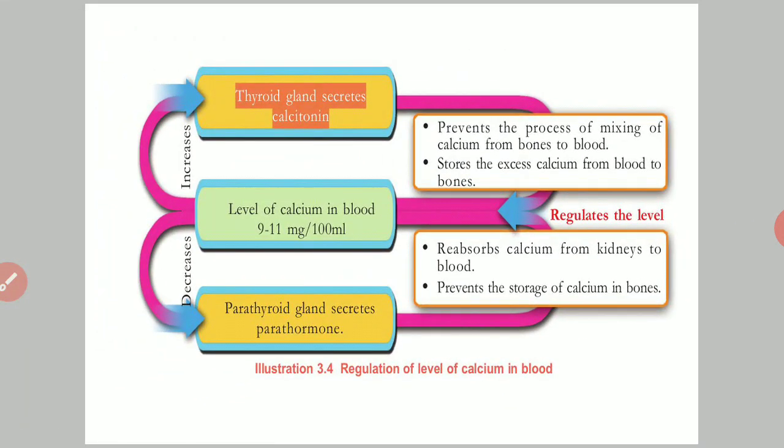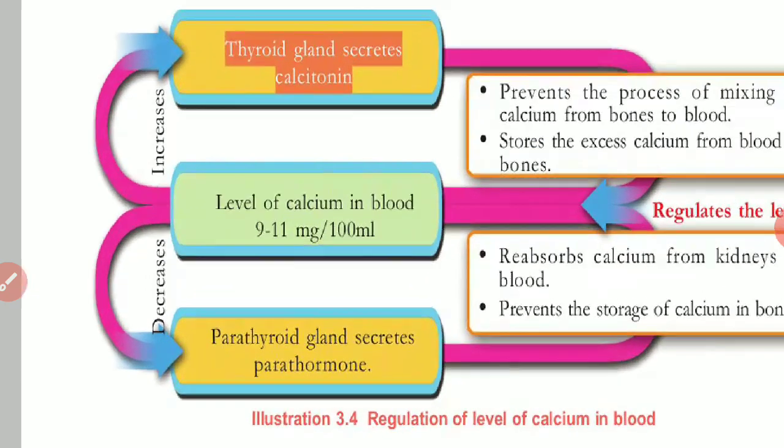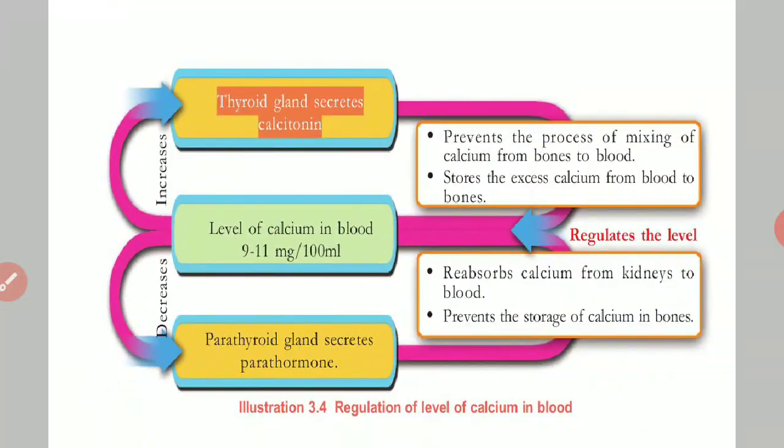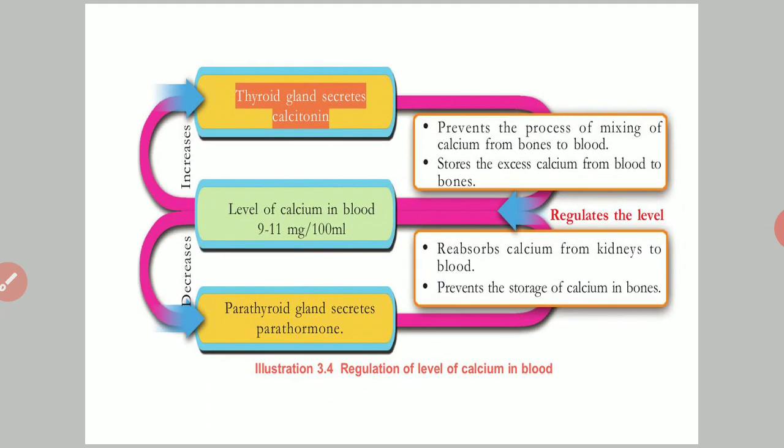The calcium, normally when there is calcium excess or when there is calcium in the blood, it will naturally be stored in the bones. This will be prevented when there is a lower level of calcium in the blood. This is the way calcium is controlled by calcitonin and parathormone. Okay, I hope you understood how the calcium level is controlled.